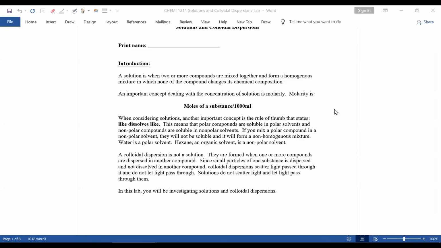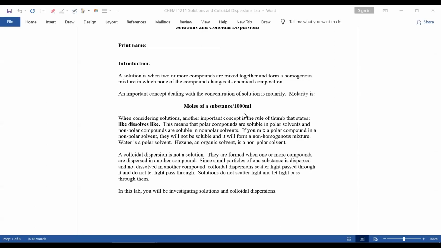Now, a couple important concepts for today's lab. One in the solutions is molarity. And molarity is a key way of measuring concentration, how much of a solute is in a solution. And molarity is defined for this class as moles of a substance per 1,000 milliliters.